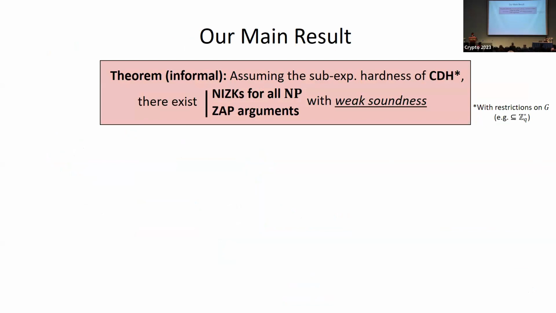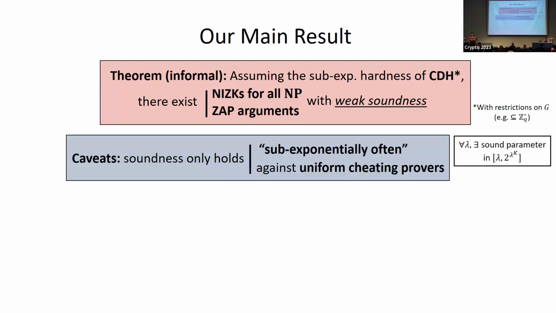Okay. So to recap, our main contribution is to build NISIC, both NISICs and ZAP arguments for NP, assuming the sub-exponential hardness of CDH with some restriction over the group. But the main caveats are that the soundness we achieve is pretty weak, in the sense that it only holds sub-exponentially often. It's slightly better than infinitely often, but still pretty far from what you would actually expect from a real NISIC.